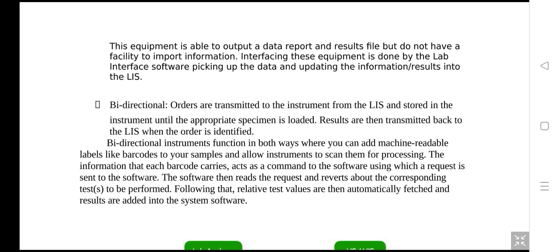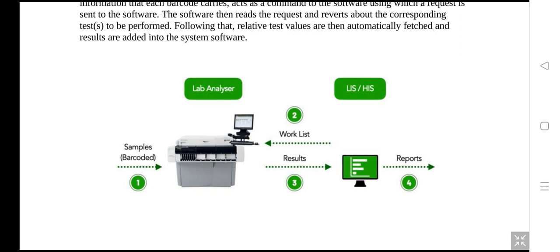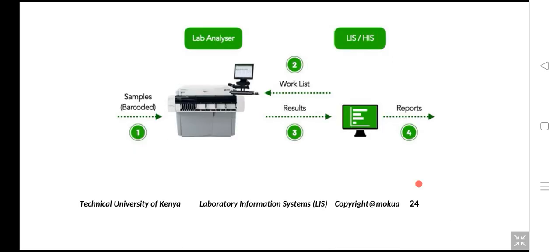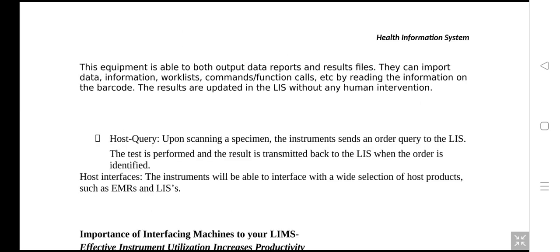So there's communication between the LIS and the instrument back and forth. That's a very high level kind of digital integration. You can see there's an analyzer here, a work list which is submitted, and results coming back to the LIS. That's what we're talking about as bidirectional. The other one is host query.